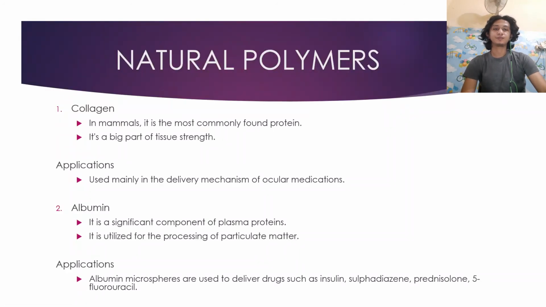Natural polymers. We have collagen. The first one is collagen. In mammals, it is the most commonly found protein. It's a big part of tissue structure. The application of collagen is used mainly in the delivery mechanism of ocular medication. Second, albumin. It is a significant component of plasma proteins.